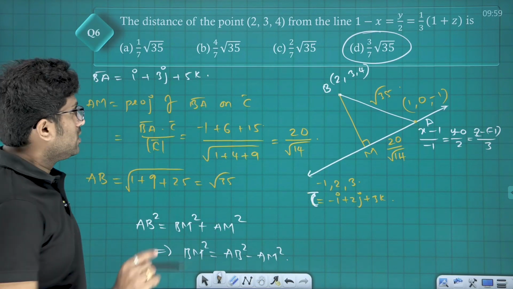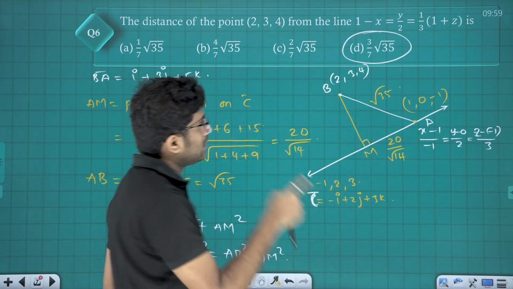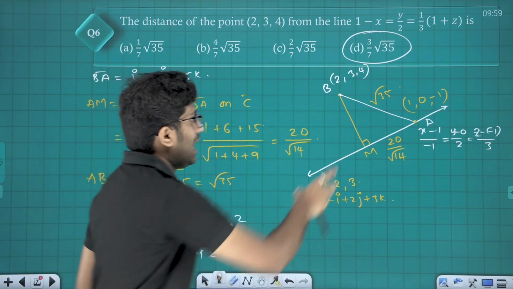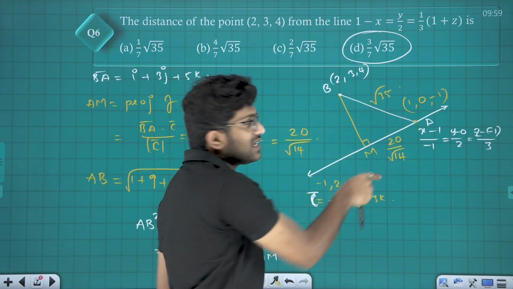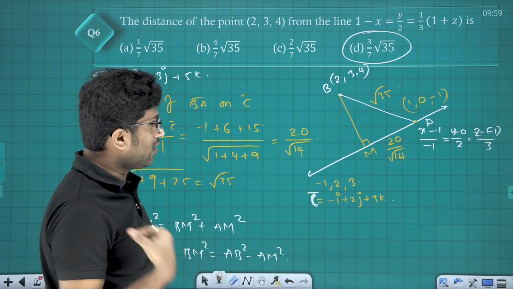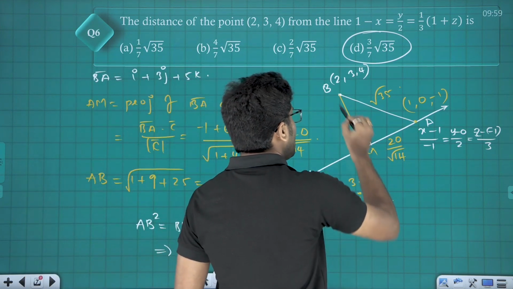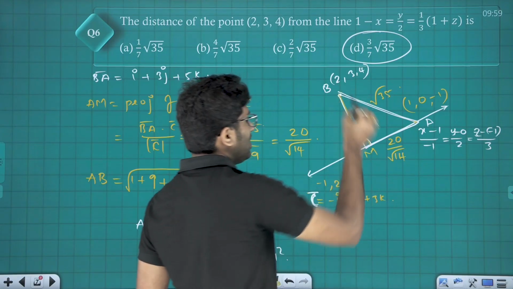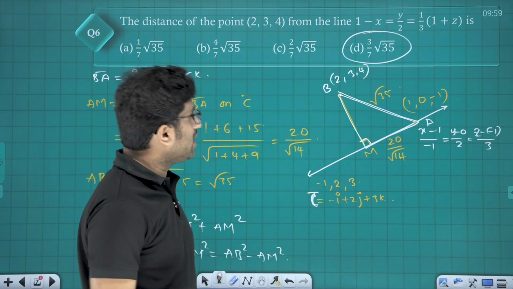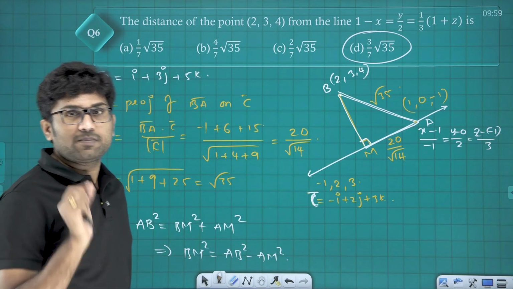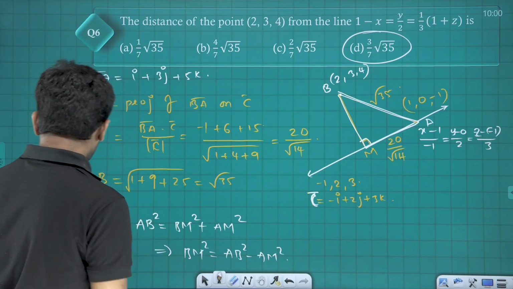Understood the approach now? Almost a similar approach. First we have drawn a perpendicular from point B to the given line, and we found a projection. We found AM. AM is the projection of BA bar on C bar. After finding the projection, we also found the length of the line segment BA. Now this AMB is a right angle triangle. In a right angle triangle, the square of the hypotenuse is equal to the sum of the squares of the remaining two sides. From there we get the value of BM, and this BM is nothing but the perpendicular distance from point B to the given line. Clear? Next question.